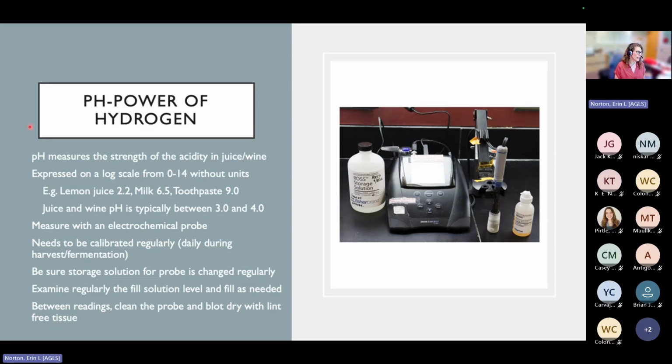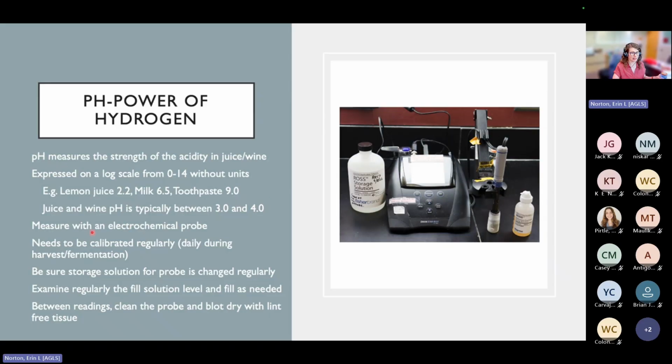Each digit change in numbers is a tenfold change in the actual amount in the solution. Just as an example, lemon juice is at about 2.2, milk is at about 6.5, toothpaste is at about 9.0 on the pH scale. Juice and wine typically is between 3 and 4. So that's the range that we are working in almost exclusively.